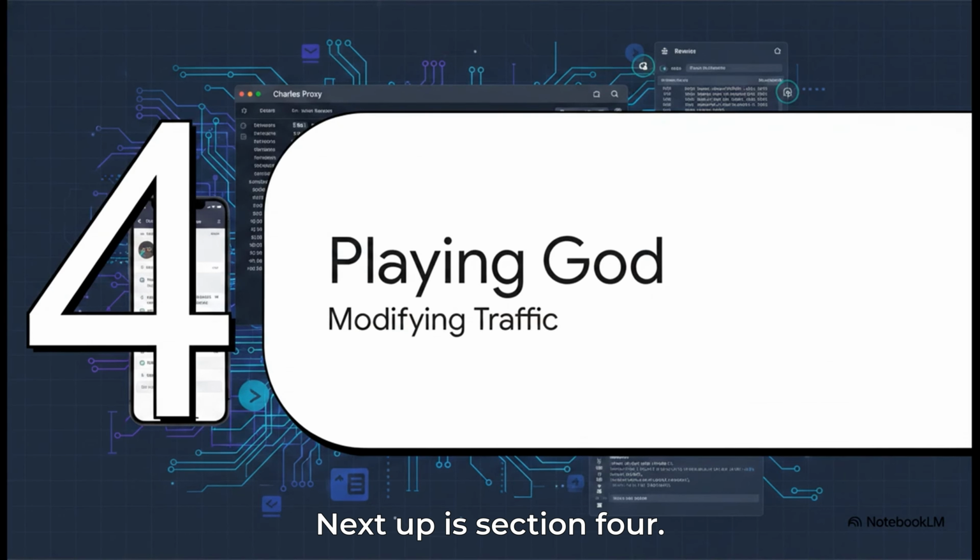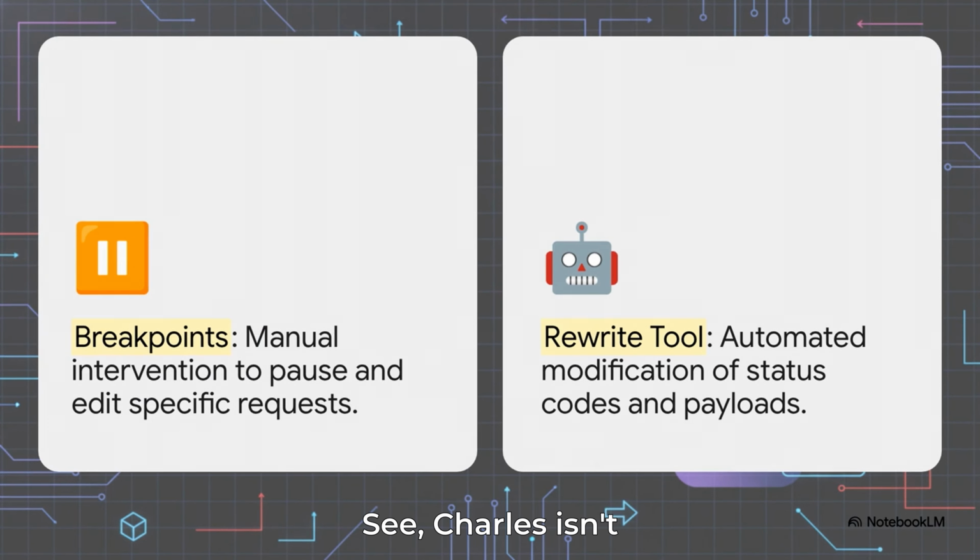Next up is section 4. I like to call this one Playing God, because we are going to modify traffic using rewrites. See, Charles isn't just a passive observer sitting on the sidelines. You can actively alter the traffic to simulate crazy error conditions, and you can do it without touching a single line of backend code. You basically have two main weapons for this.